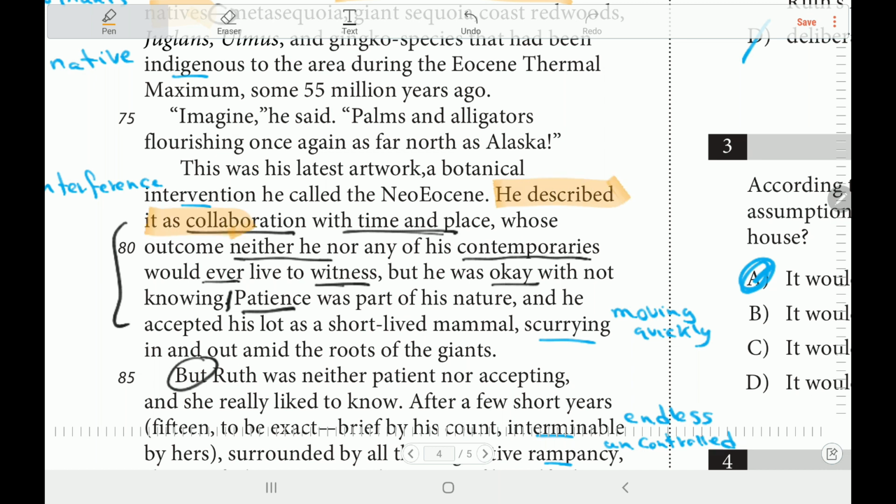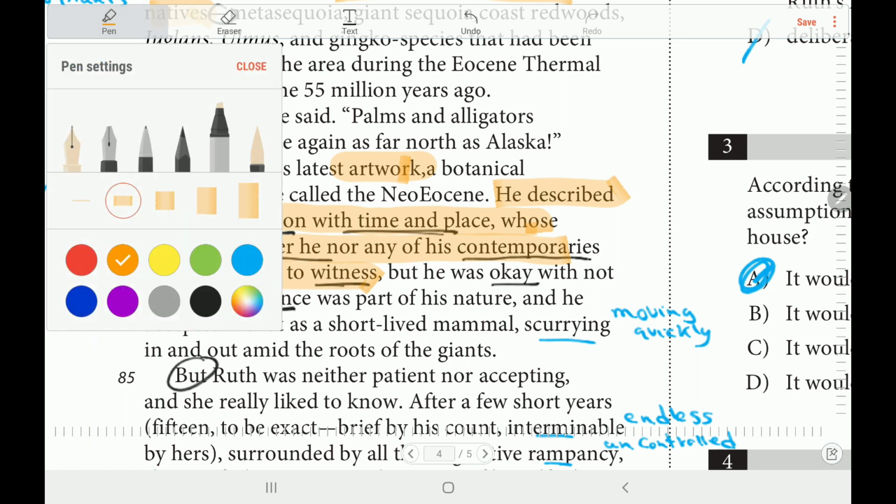We have to go back. This was his latest artwork. Yes, we have a clue here. The question is asking about artwork. He described it as a collaboration with time and place, whose outcome neither he nor any of his contemporaries would ever live to witness. Yes, this is the evidence.